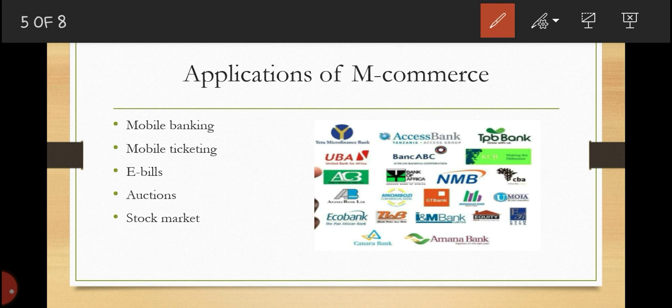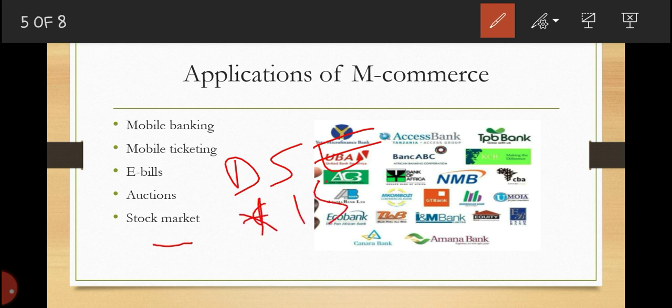We have stock market reports, and even stock market trading over mobile apps. For example, the Dar es Salaam Stock Exchange has developed a DSE mobile trading app, where a customer can dial 150 star 36 hash, and he or she can get access to the Dar es Salaam Stock Exchange market.